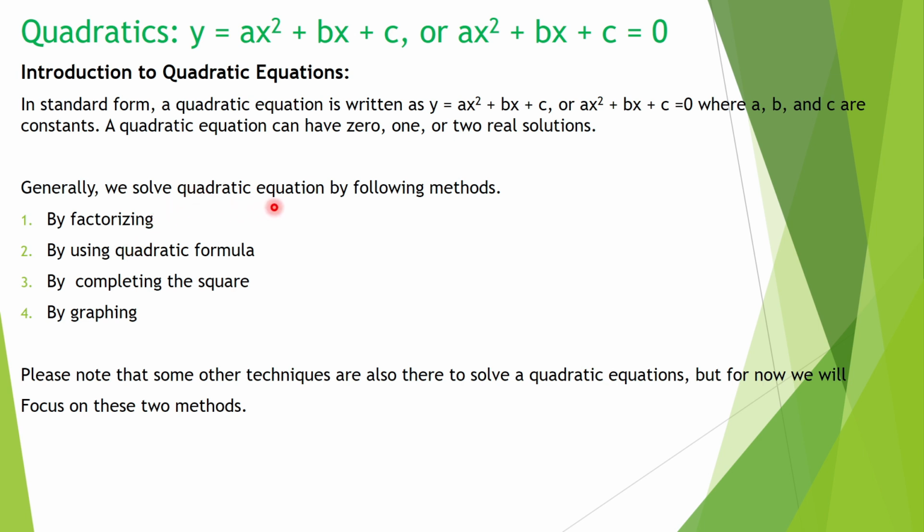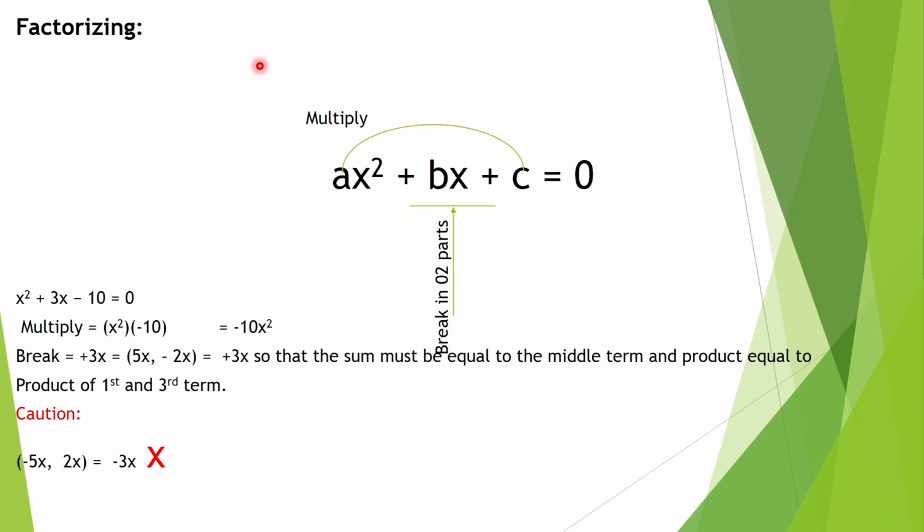Generally, we solve a quadratic equation by the following methods. These are factorizing, using the quadratic formula, completing the square, and graphing. So let's solve a quadratic equation one by one by these four methods. Starting from factorizing, the general form, as I told, is x square plus bx plus c equal to 0, and the given equation is x square plus 3x minus 10 equal to 0.